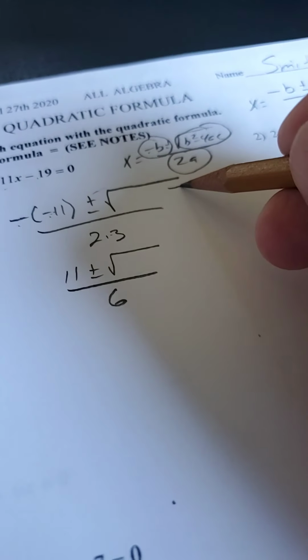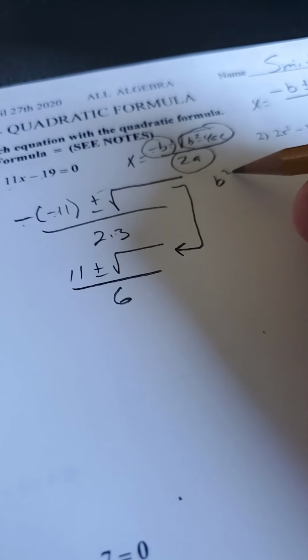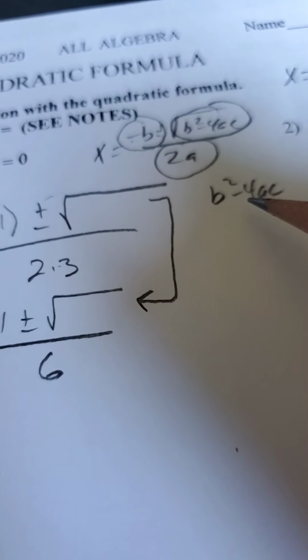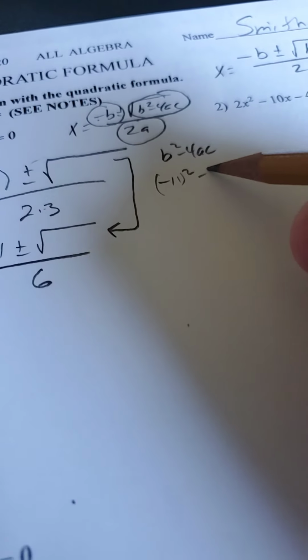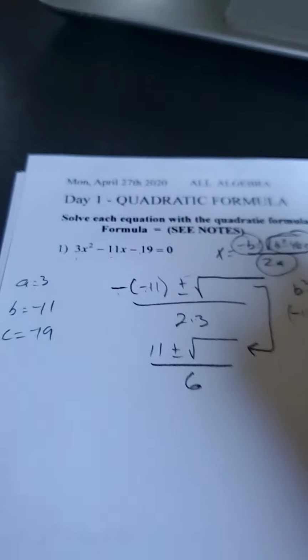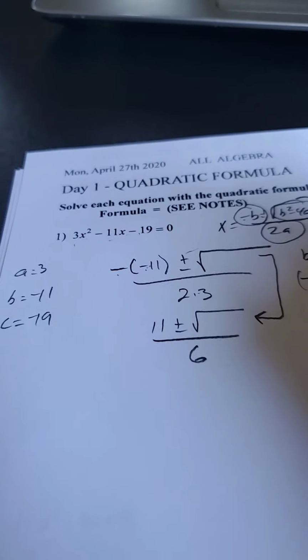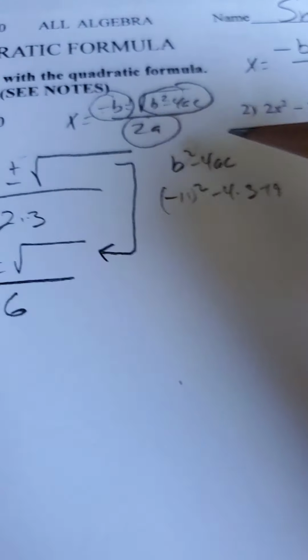Now, this basically is last Wednesday and Friday's assignment. I like to go to the side and take b squared minus 4ac. That's what goes under the square root right there, and I find out what number that is. Okay. B is negative 11, so I square that. Minus 4 times A, which is 3, times C, which is negative 19. So this is last Wednesday and Friday's assignment, which is only part of the quadratic formula.